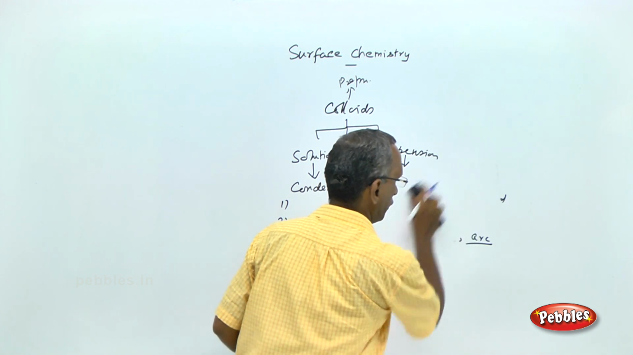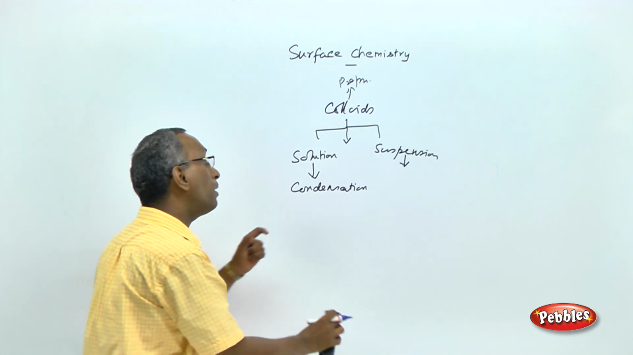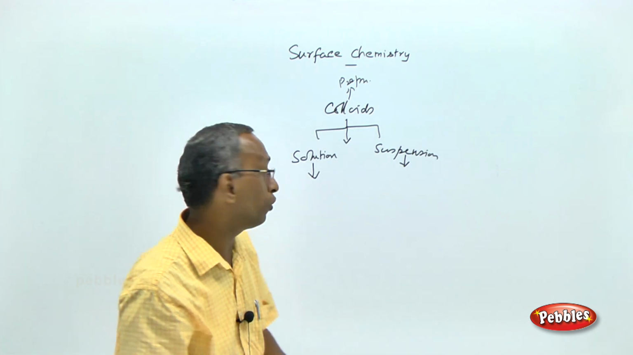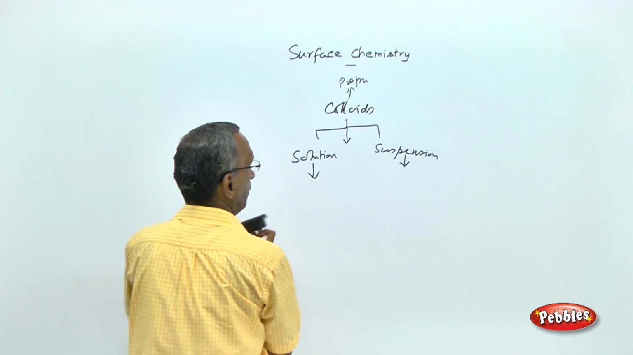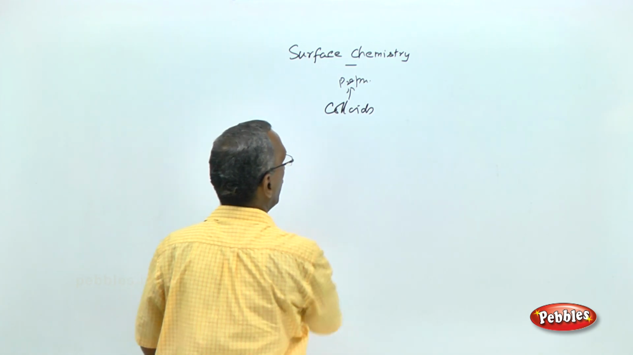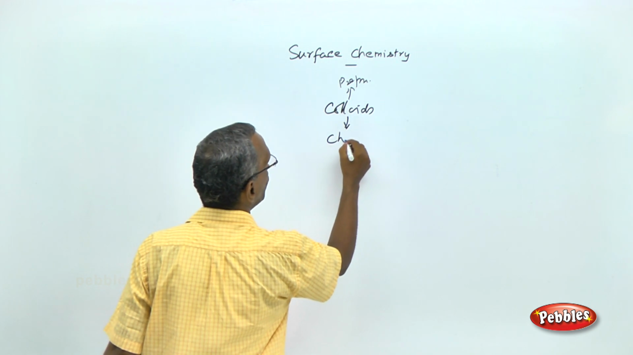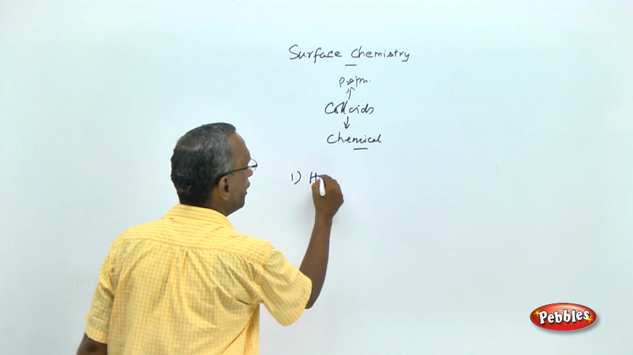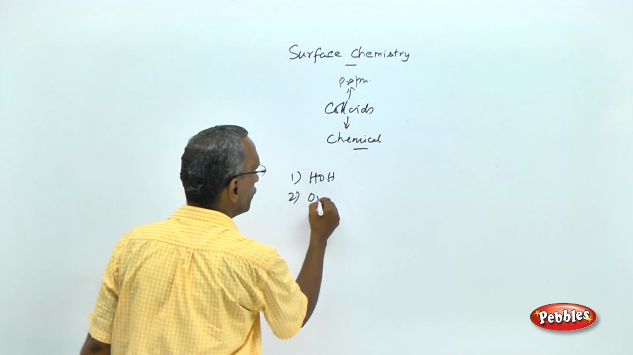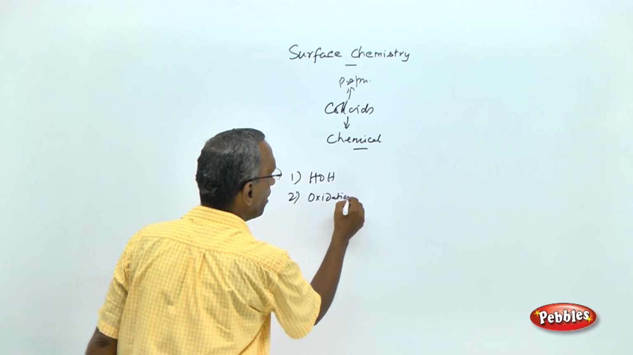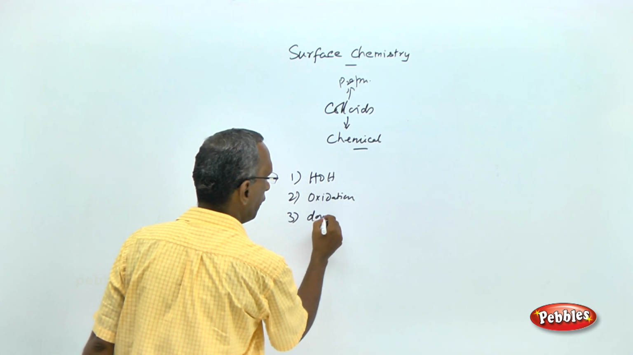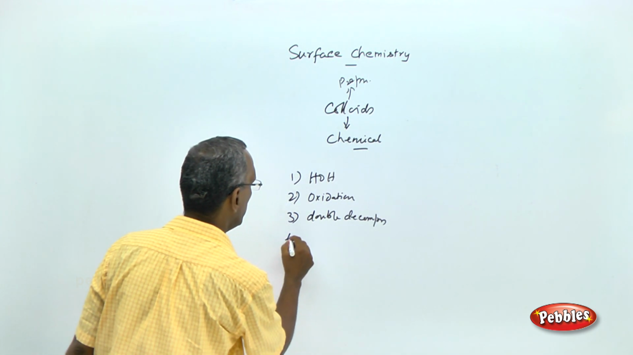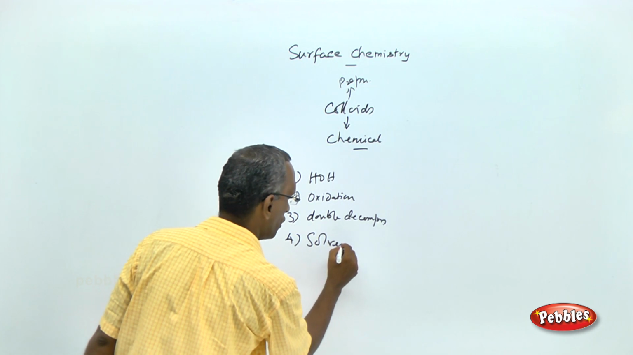Now, chemical methods. These two were physical methods. Chemical methods can be of either type, condensation or dispersion. Chemical methods are of two types, depending upon the type of reaction. Now, we will see the methods of preparation of colloids by chemical means. Important methods: hydrolysis, oxidation, double decomposition. These are the different types of reactions. Even a fourth one, solvent exchange.